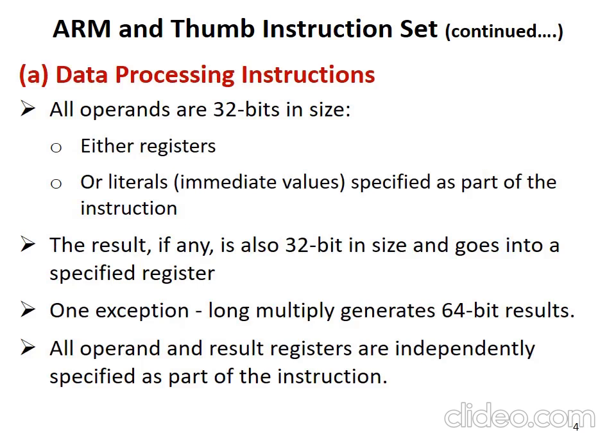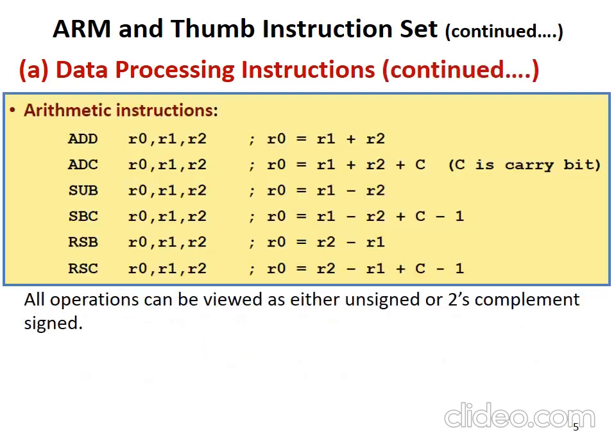Data processing instructions. Here the operands are 32-bit in size. They may be either registers or an immediate value specified as part of the instruction. The result, if any, is also 32-bit in size and goes into the specified register. One exception is that long multiply generates 64-bit results. All operands and result registers are independently specified as part of the instruction in data processing instructions.